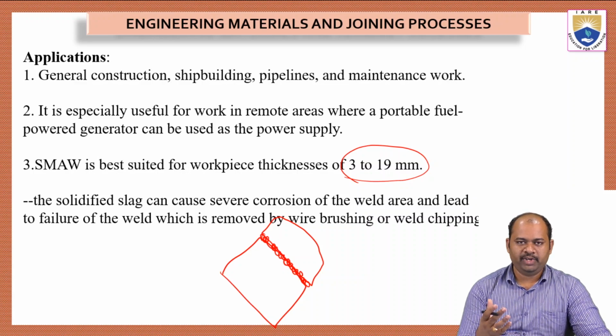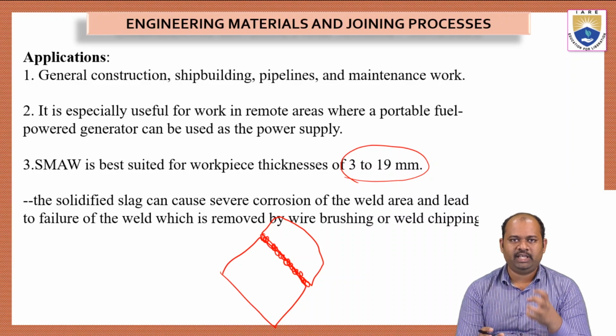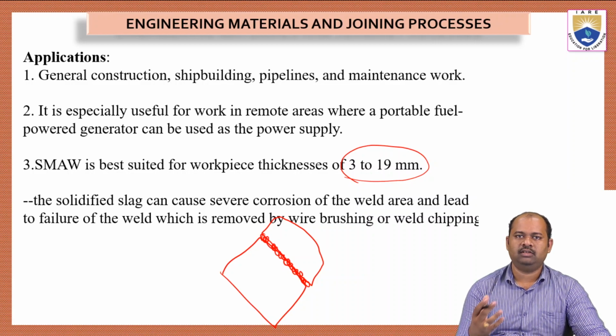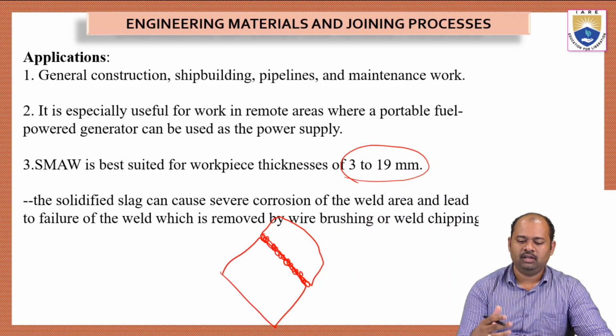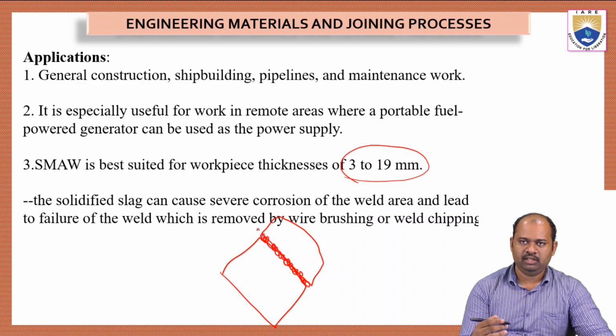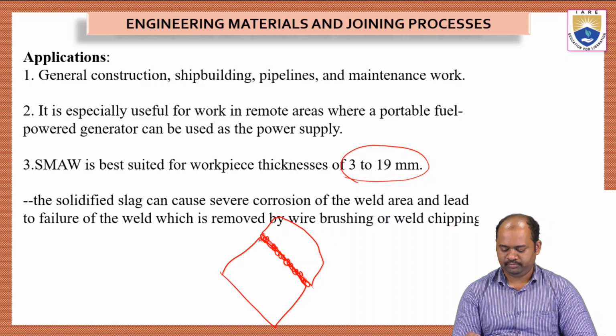So the two base plates are joined. Even though these two plates are joined, we can see the formation of some slag. This slag has to be removed in order to avoid the oxidation or corrosion of the actual joint. Okay, so it will be removed simply with the help of a wire brush or with weld chipping. A chipping hammer will be there. We can chip this and remove it so that the weld is formed neatly.